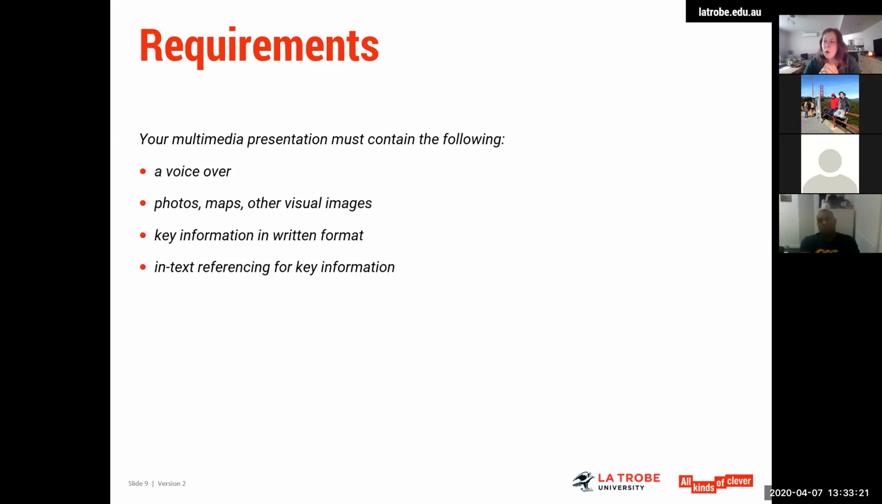And then the other requirement is the in-text referencing for that key information, and of course, any photos or other visual images that you're using. All right.